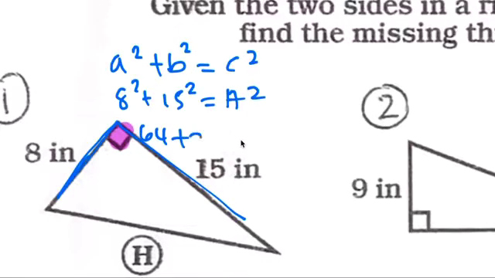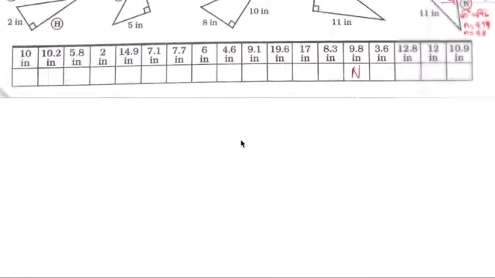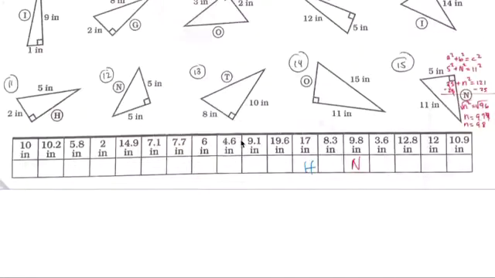64 plus 225 equals h squared. 64 plus 225 is 289, which is h squared. Take the square root. The square root of 289 is 17. So find 17, put letter H down here.